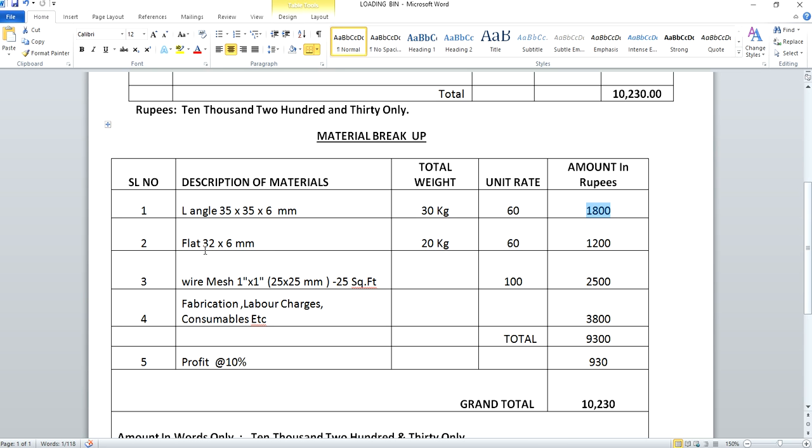And now you need to make the estimation for flat bars. These flat bars are provided at the bottom of the steel bin just for strengthening purpose.